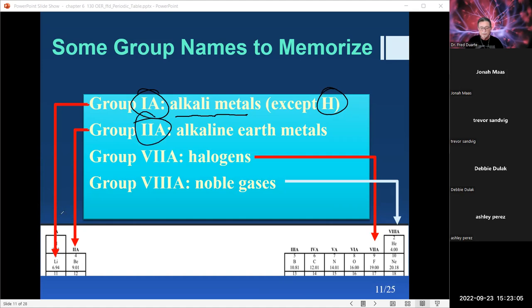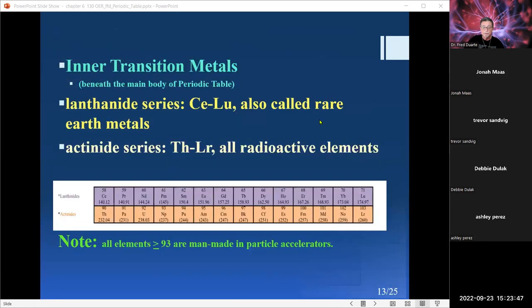And then group 2A, the next one in, are called the alkaline earth metals, okay? And then the halogens over here, group 7A, starting with fluorine on down, they're called the halogens. A lot of the old headlights in cars had halogen lamps, okay? And then the last column, obviously, that name we've already talked about, they're called the noble gases. So we have the alkali metals in group 1A, the alkaline earth metals in group 2A, halogens in group 7A, and noble gases in group 8A. Those are specific names for those groups, okay?